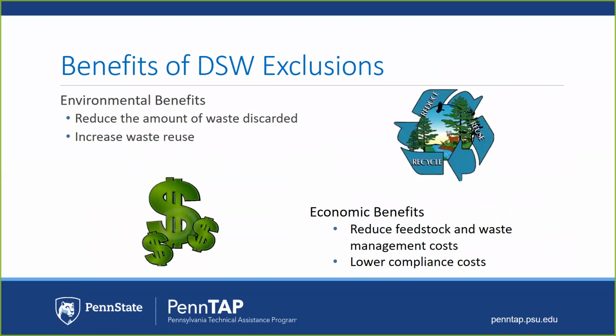DSW exclusions are intended to provide environmental and economic benefits. The environmental benefits include reducing the amount of waste discarded and increasing waste reuse. They also include increasing environmental safeguards to ensure that recycling is done safely and responsibly. The economic benefits include reducing feedstock and waste management costs, as well as compliance costs.